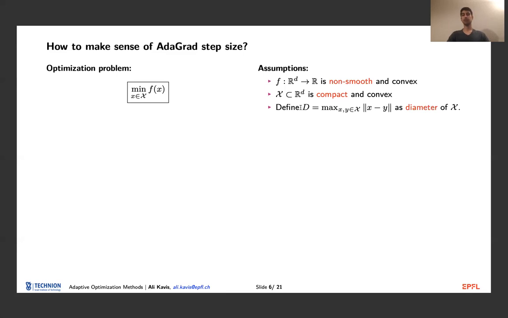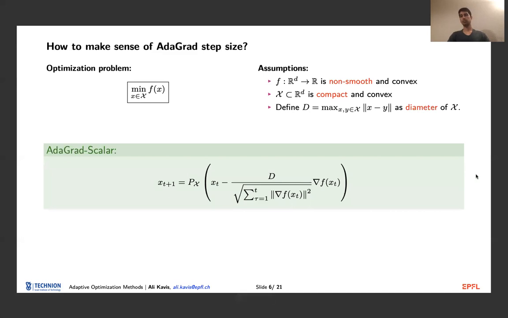Specifically, it is the maximum distance between any two points that are elements of the set X. So for the sequel, I will focus on AdaGrad-Scalar because I believe it's going to be an easier choice, but we can also show the same results for the original AdaGrad itself. So we have this decreasing step size, and the idea is the following.